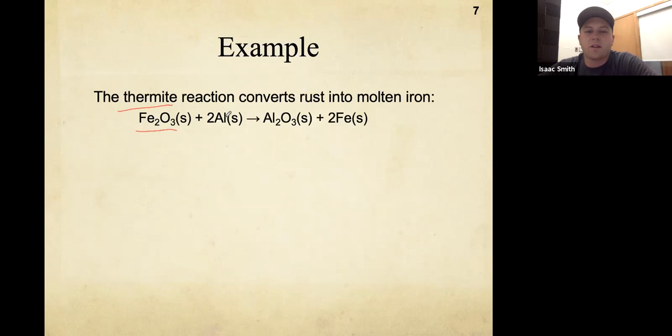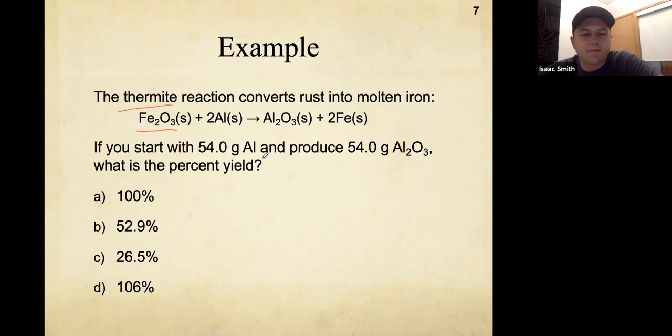If you combine it with aluminum metal, you actually get a single displacement reaction, right? The oxygen will combine with the aluminum, freeing up the iron. And so you actually get pure iron metal out of this reaction. And then you get rusty aluminum, basically. The oxygen transfers over to the aluminum. Okay.